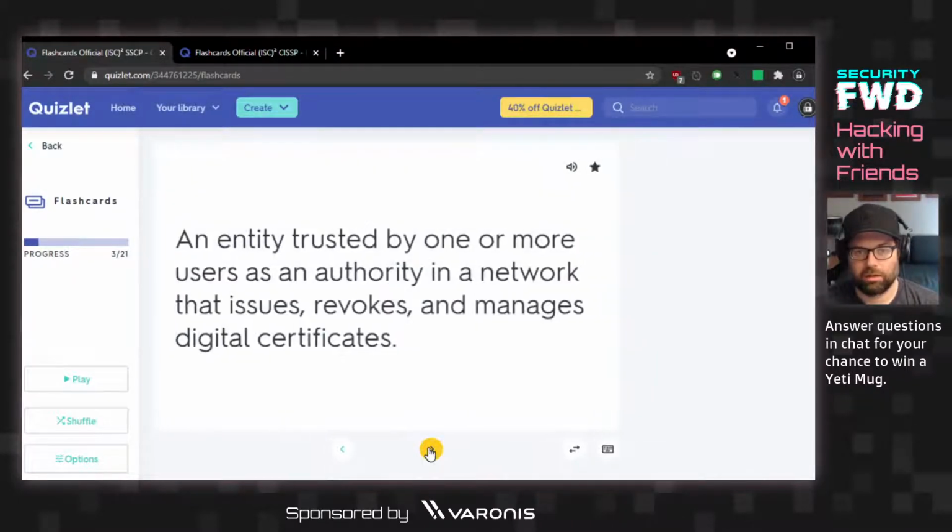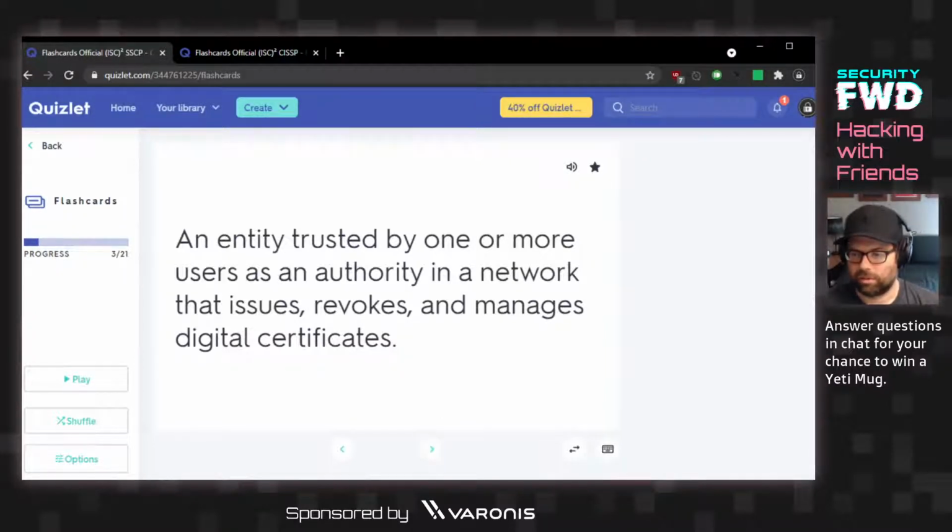All right. An entity trusted by one or more users as an authority in a network that issues, revokes, and manages digital certificates. So I'll give you a hint. This is normally abbreviated as CA, not California. Though certainly there are some in California. So, an organization. It is an organization.